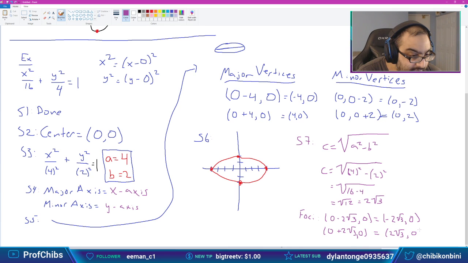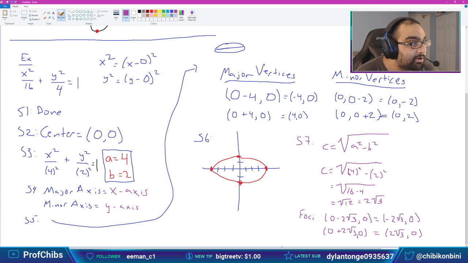So this is what we have here. Foci, again, negative 2 root 3, comma 0 and 2 root 3, comma 0. If you did 2 root 3 on the calculator, I'm just going to look up the decimal equivalent. So 2 root 3 here is approximately 3.46. So, plus or minus 3.46, for example.